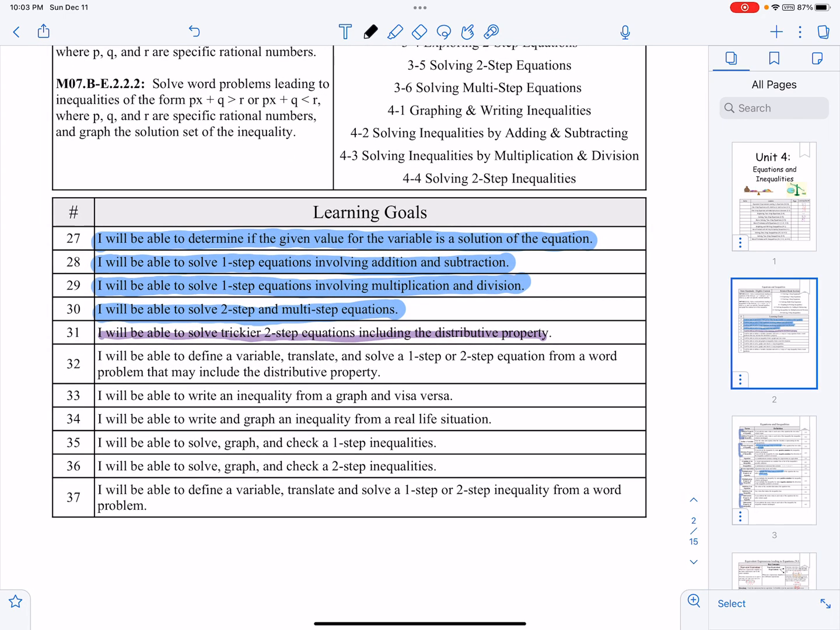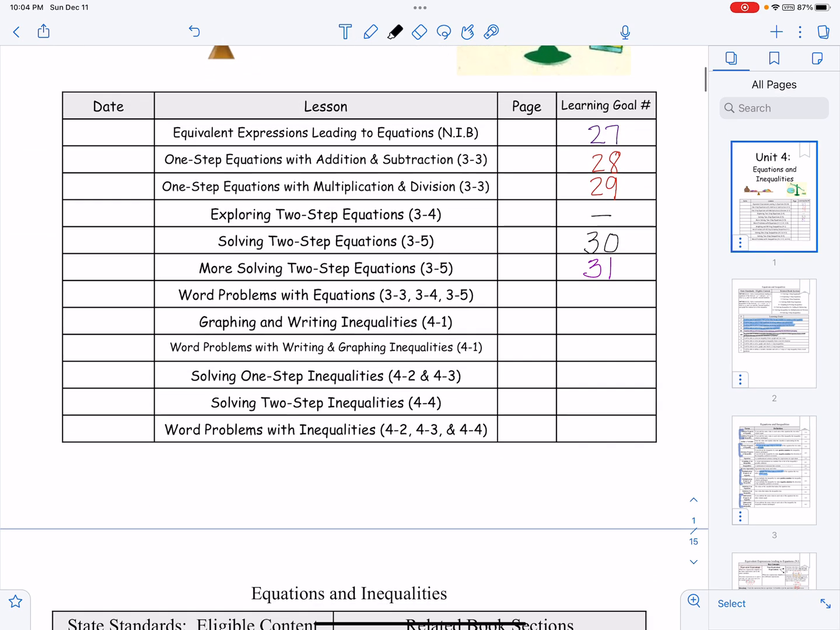And so now what we're going to do is we are looking at learning goal 32. I'll be able to define a variable, translate, and solve one or two step equations from a word problem that may include the distributive property. So we're still really doing 31 and 32 with this one, so we can label it as both. Okay. And so we have learning goal 31 and 32 are covered here, just because it's what we did in 31, but it includes word problems now.